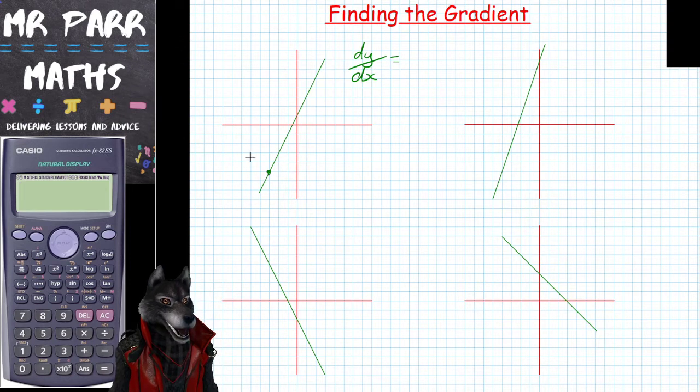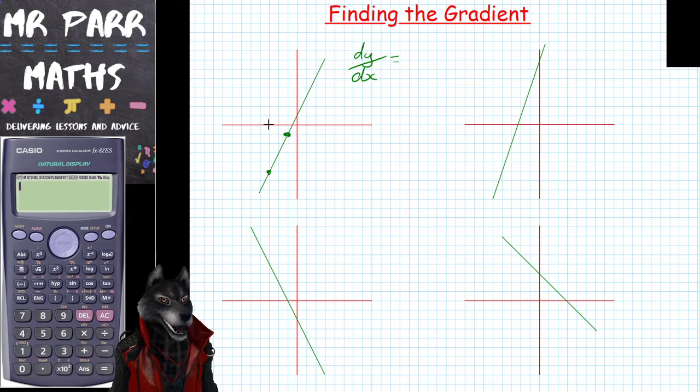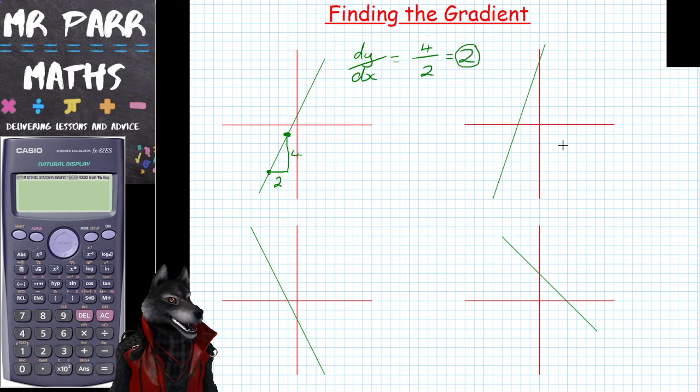So I'm going to go for that point there and that point there. They seem to have a nice set of whole number values. So again, for the purpose of this, I'm doing grids where each square is worth 1. So 1, 2. So my change in x, or my run, is 2. My rise is 4. 4 divided by 2 is 2. There we are. So my gradient of this graph is 2. Next one.